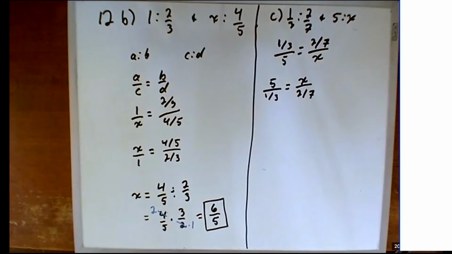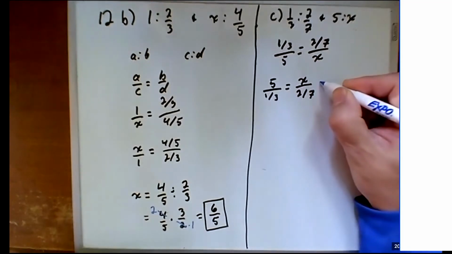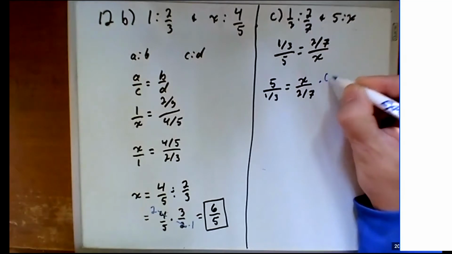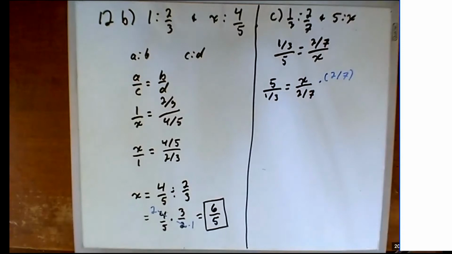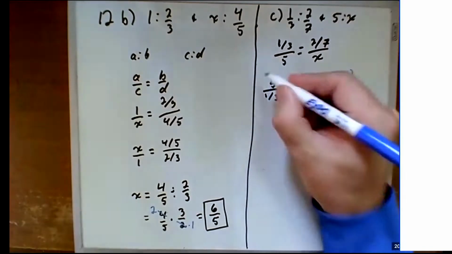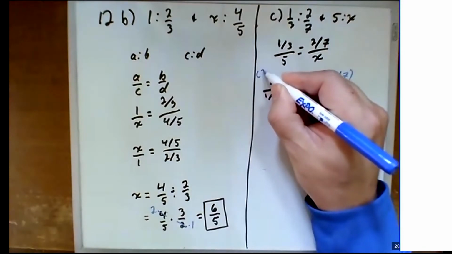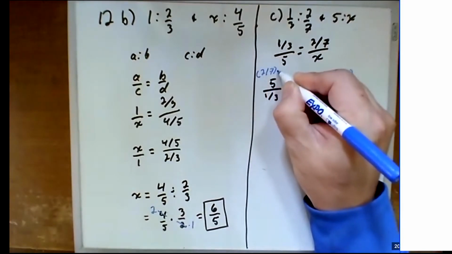At this point, we don't really want to start thinking of things in terms of fractions. The first thing we want to do is get x entirely by itself. X is being divided by 2/7 right now. We undo division by multiplying, and we multiply by the exact same thing it's being divided by. So I'm going to multiply this by 2/7. And whatever I do to one side of an equation, I must do to the other to keep it balanced. So this side is also going to multiply by 2/7.